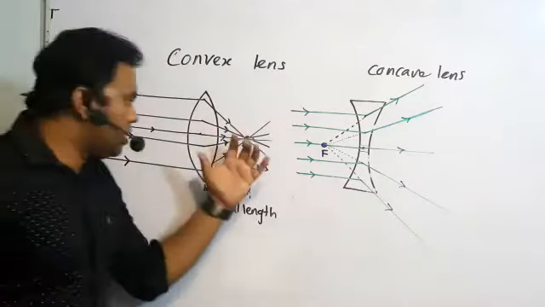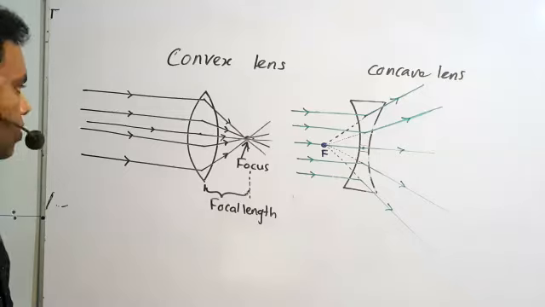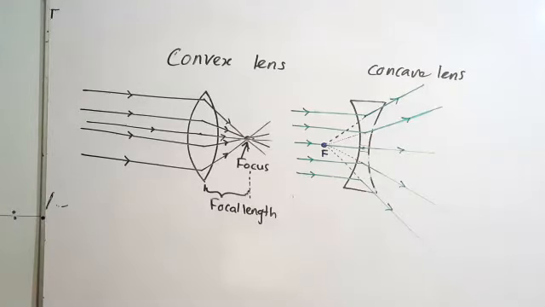Convex lens converges light rays. Concave lens diverges light rays. I think you could understand this clearly. The action of convex lens and action of concave lens.